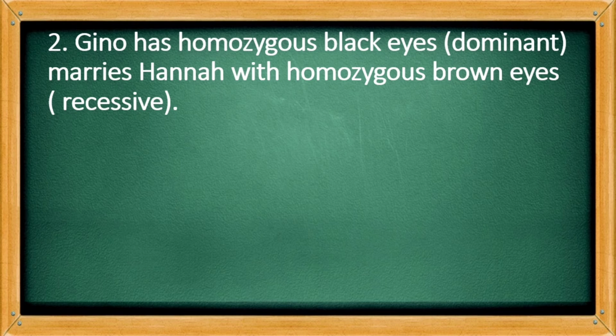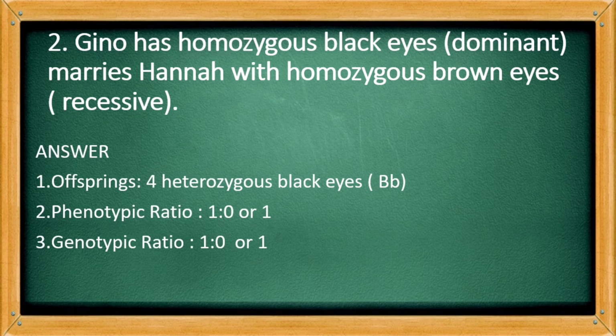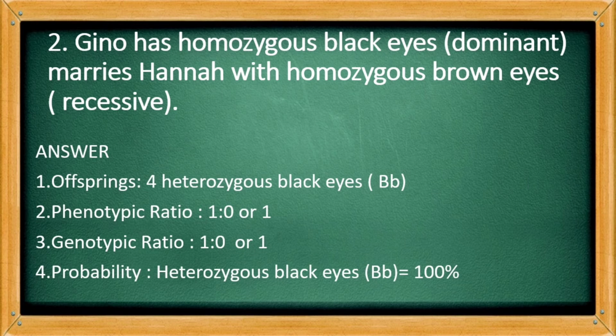Now, let's check your answer. Offsprings, we have 4 heterozygous black eyes with genotype uppercase B and lowercase b. Phenotypic ratio 1:0 or 1. Genotypic ratio 1:0 or 1. And the probability of the occurrence of traits in the offsprings is 100% in heterozygous black eyes.